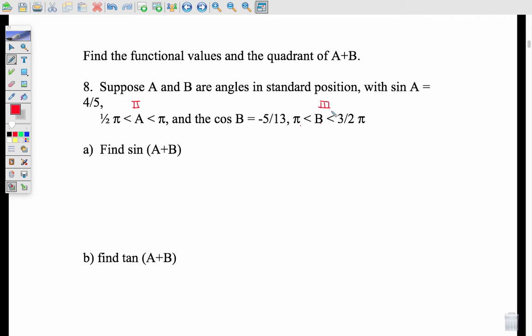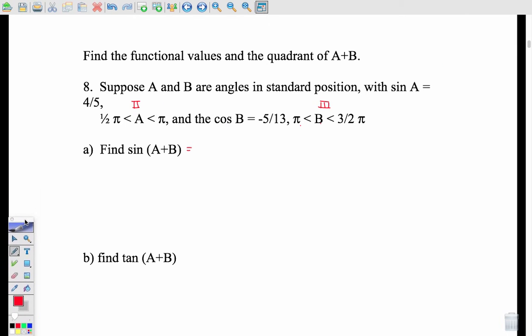Cosine of angle B is negative 5/13. Angle B falls between pi and 3 pi/2, so that would put us in quadrant number 3, just for reference purposes. Let's start out by setting up our X and Y T-chart here. So we'll find X, Y, and R for both angles A and B.